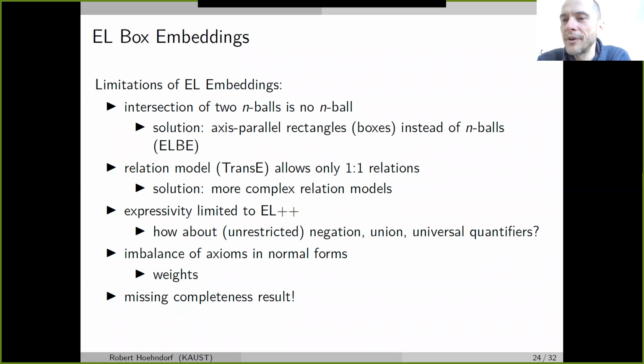So this is our ELBE result, and you have seen that it also improves the performance, at least on this common benchmark. Our relation model is pretty primitive, so this TransE model only allows one-to-one relations. It doesn't actually capture one-to-many relations, but there are many more complex relation models, but they all have some other problems. So ELBE includes one extension where the relations are basically just a multi-layer perceptron, but it's not something that is satisfactorily solved yet.